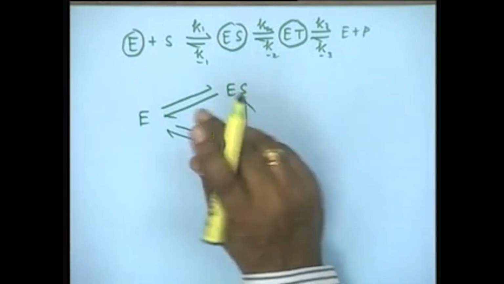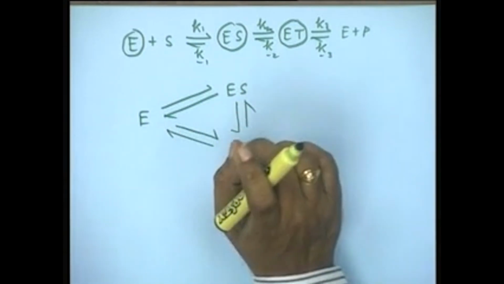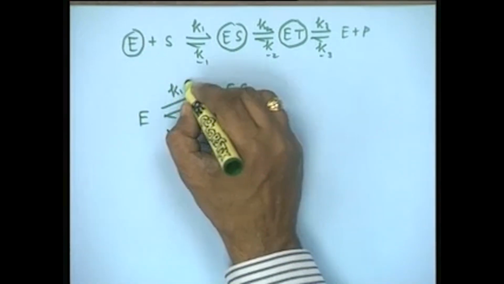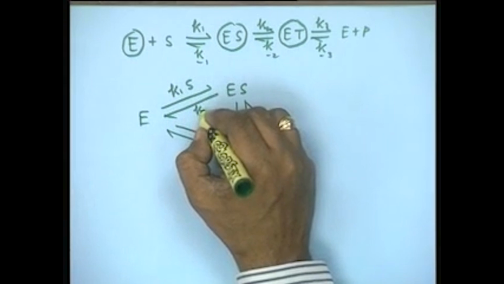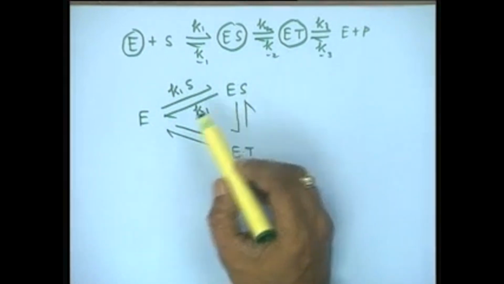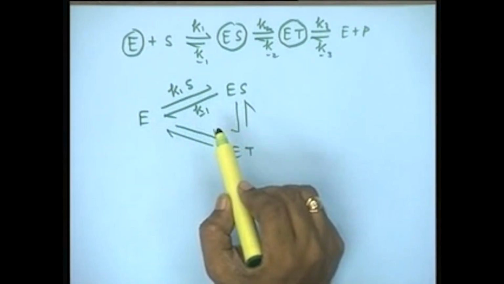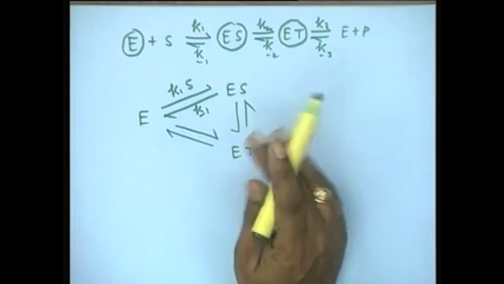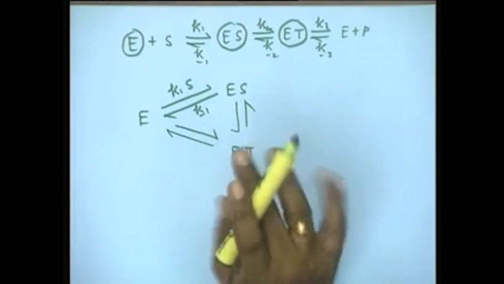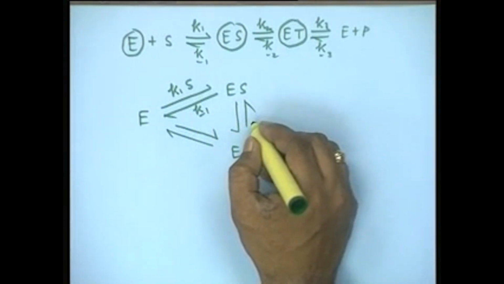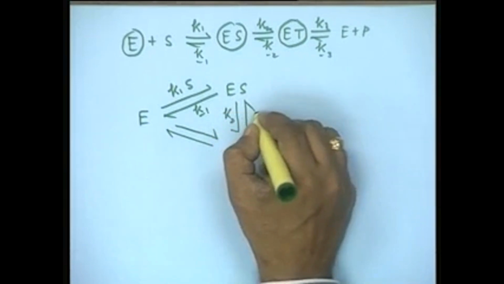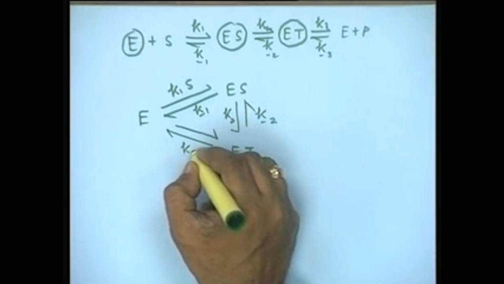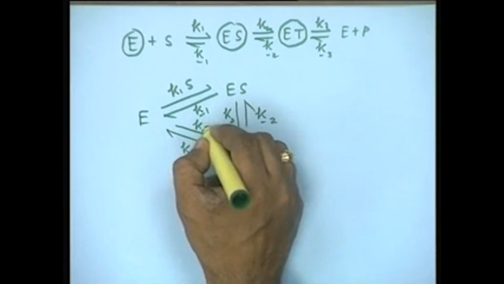Also mention the rate constant in the form of kappa values. That means, the kappa value for E to ES will be K1 into S, and this will be K minus 1. You will notice that wherever a substrate or product species is involved, we will multiply the rate constant with that factor. If there is no substrate or product, then the rate constant will be as it is, and similarly in the case of ES, it will be K2, K minus 2, here you will have K3 and K minus 3 into P.